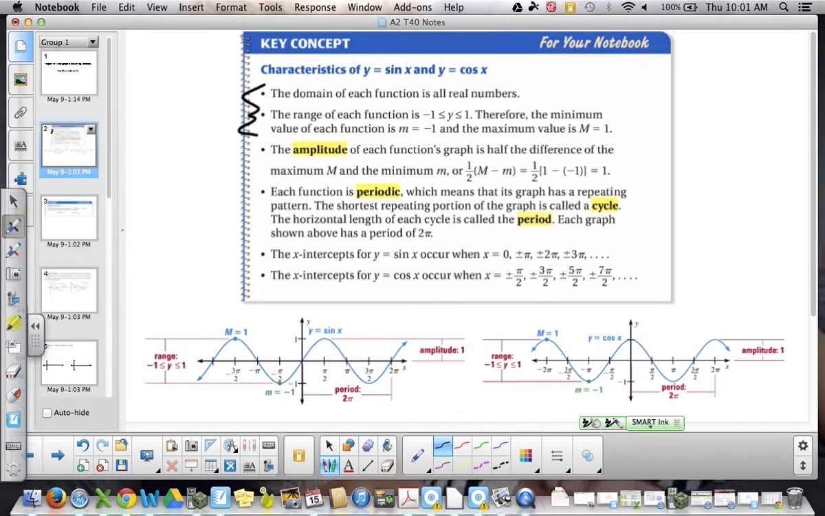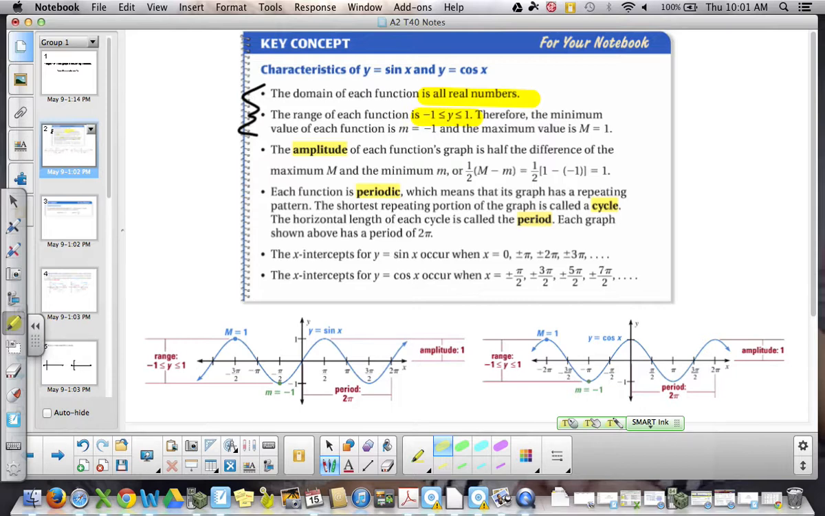Now, talking domain and range, up here. Domain is all the values that we can find sine and cosine of. Well, there are no values that we can't find the sine or cosine of. So the domain is going to be all real numbers, and that's for sine and cosine. All real numbers will always be the domain. And then the range is always going to be from -1 to 1.